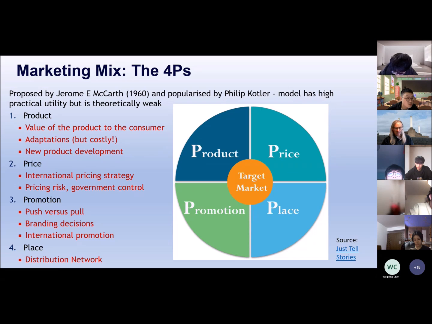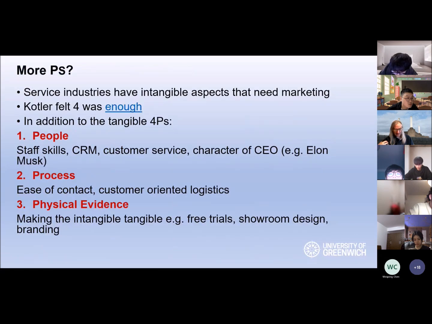That's the 4 Ps. The trouble is the 4 Ps is probably not enough. Now there's a video here. I'm not going to attempt this video because the last one didn't work. But Philip Kotler himself thought the 4 Ps was enough. Despite the growth of online retail, still very much believe the 4 Ps enough.